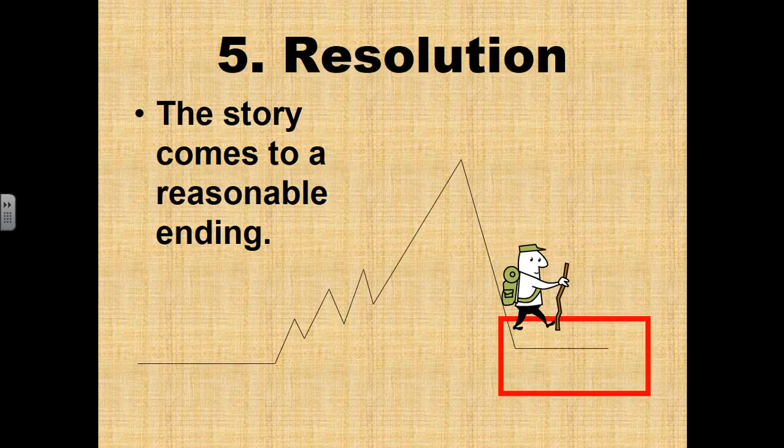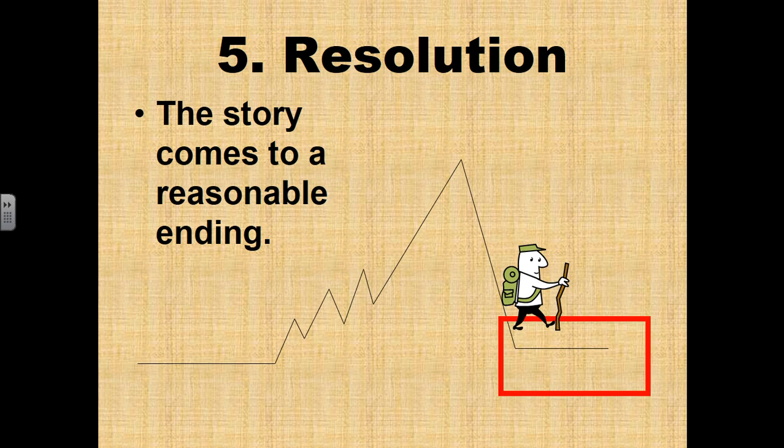This is when the story comes to a reasonable ending. We find out what happens to the main character. We find out, again, all of the loose ends should be tied up. Now, sometimes the author will leave a resolution kind of up in the air, so to speak, and you might feel that the story is cut off or it doesn't resolve itself.